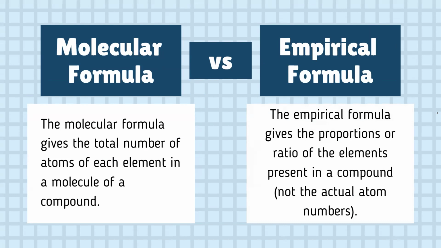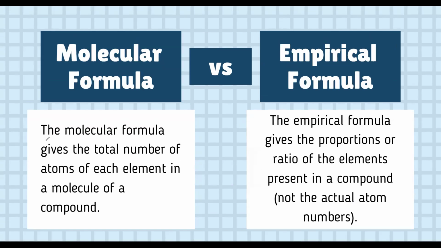Good. So on the screen right now, I have the two definitions for the two concepts. In our next class, we're going to be seeing what molecular formula is, but for a foundational definition, I want you to be able to differentiate what it is. The molecular formula is a formula that gives the total number of atoms of each element in a molecule of a compound.